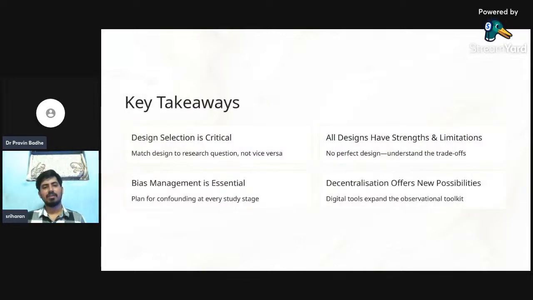These are the takeaways. In the end, you will know how critical design selection is and how it is done, and you will learn all about the strengths and limitations. Yes, all studies have strengths and limitations. While doing research, we first look at the strengths and limitations. In this slide you will be able to learn how bias should be managed, how confounding should be controlled, and what decentralized studies are and how they fit in the current scenario.